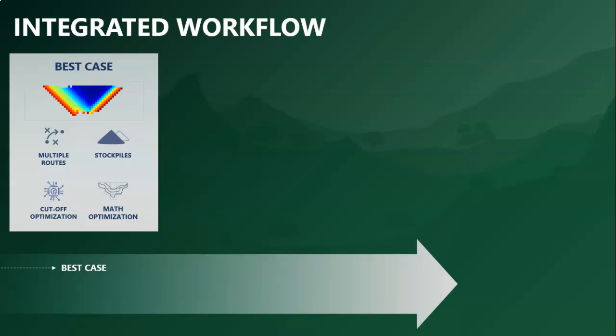Here we have the best case. So we will add an annual production. It can make the runtime increase a little bit because it's an annual production. And we also add here multiple roads. We can add a limit for stockpile. And we will let the mathematical optimization happen and give us the best cutoff optimization.